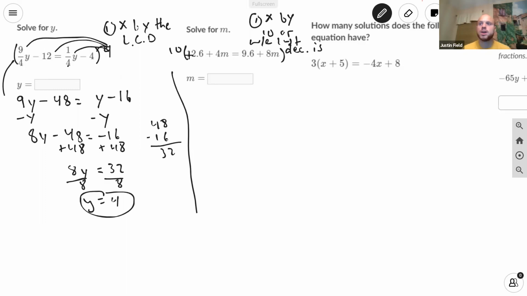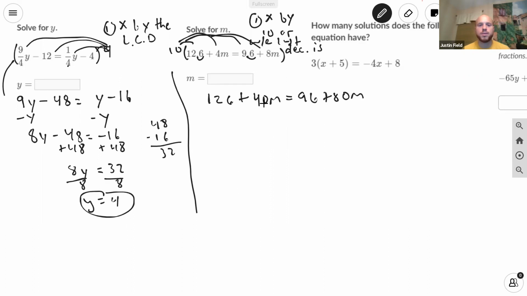And what does that do? That moves the decimal place over 1 for everything. So now 10 times 12.6 becomes 126 because we just moved the decimal over 1. And then 10 times 4, well, you know that's 40. And then 10 times 9.6, 96. Decimal moves over. And 10 times 8 is 80. And then we do, I forgot the m.